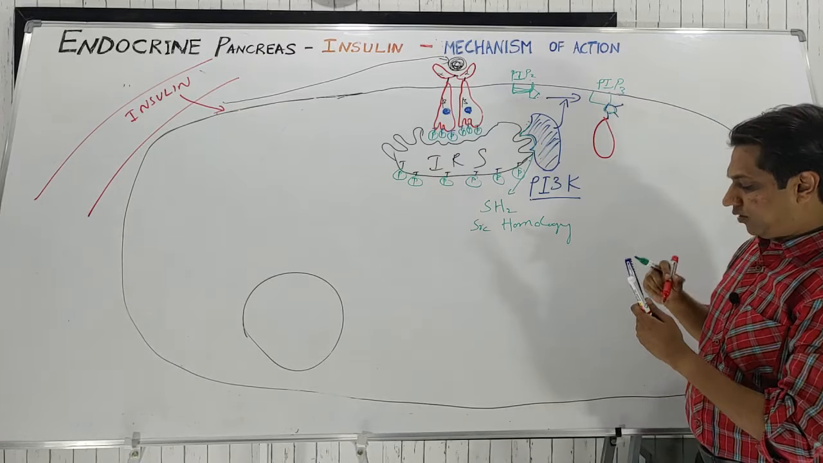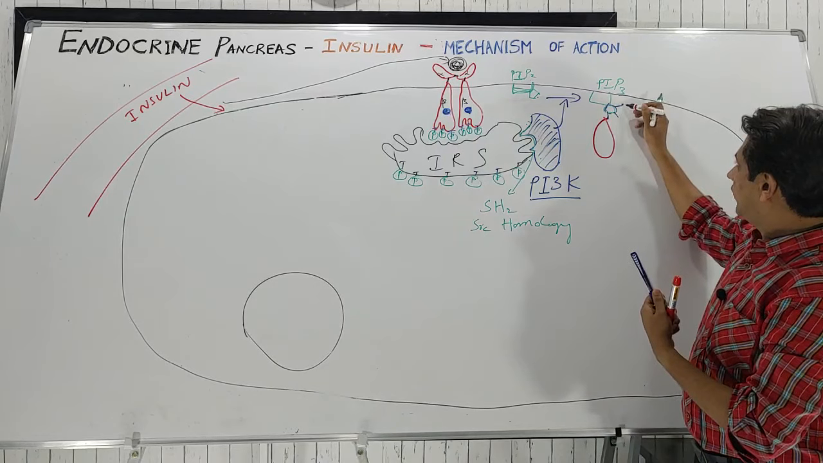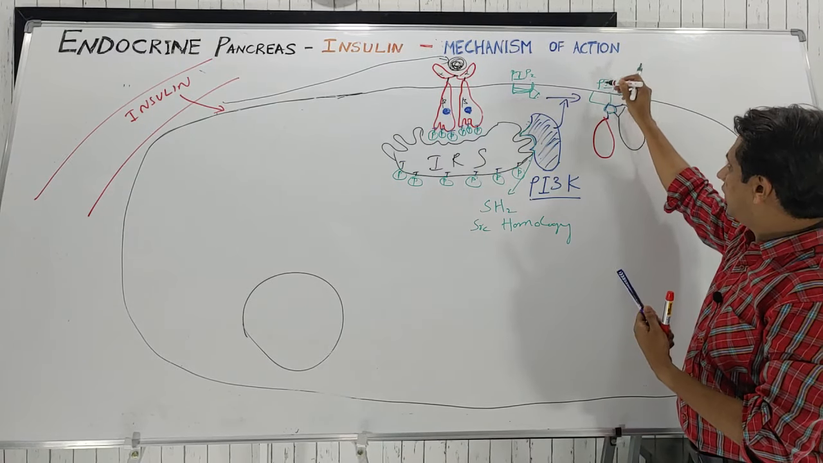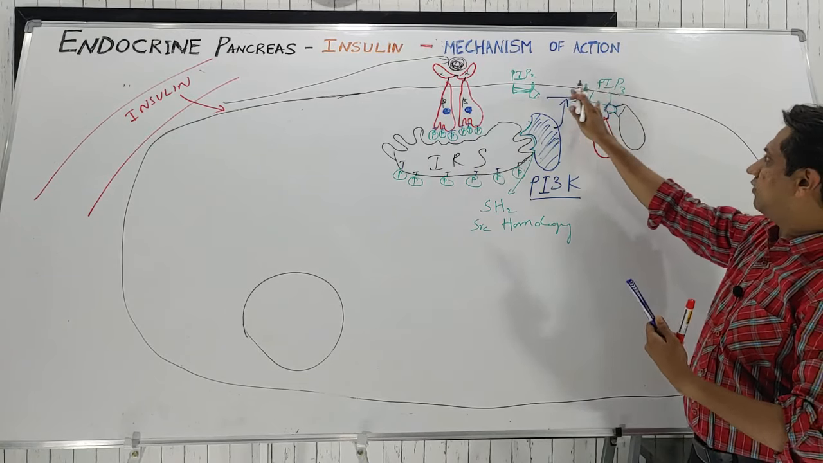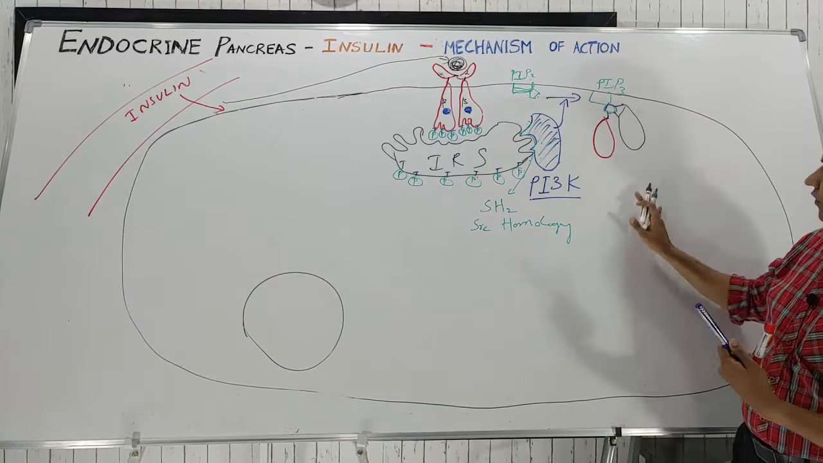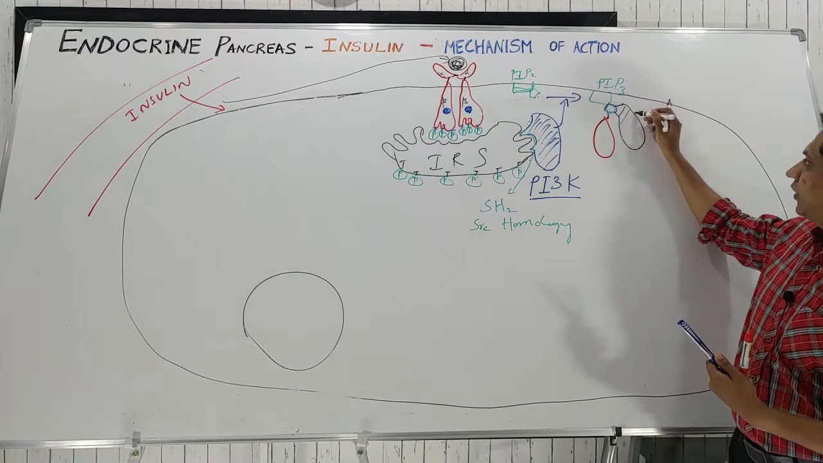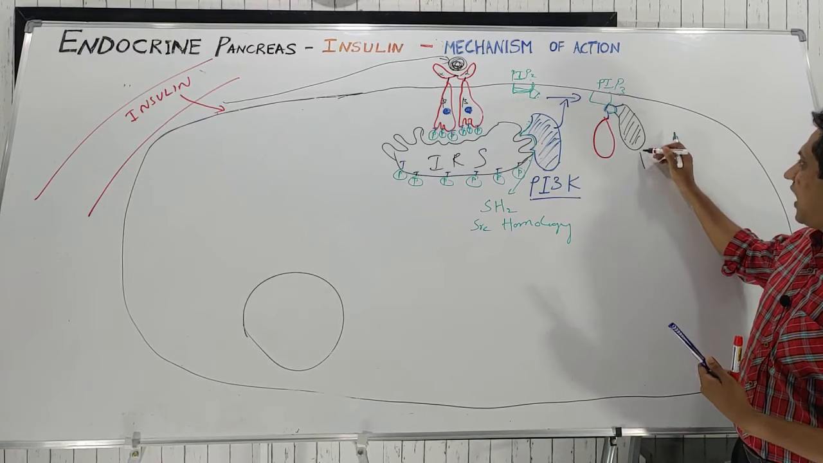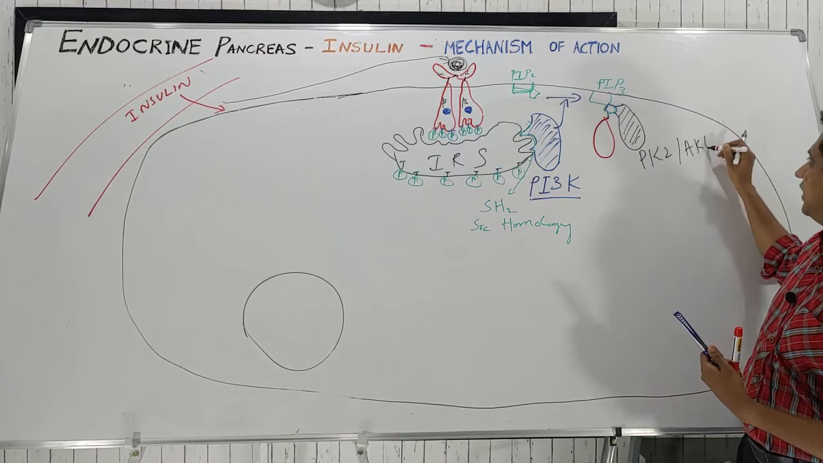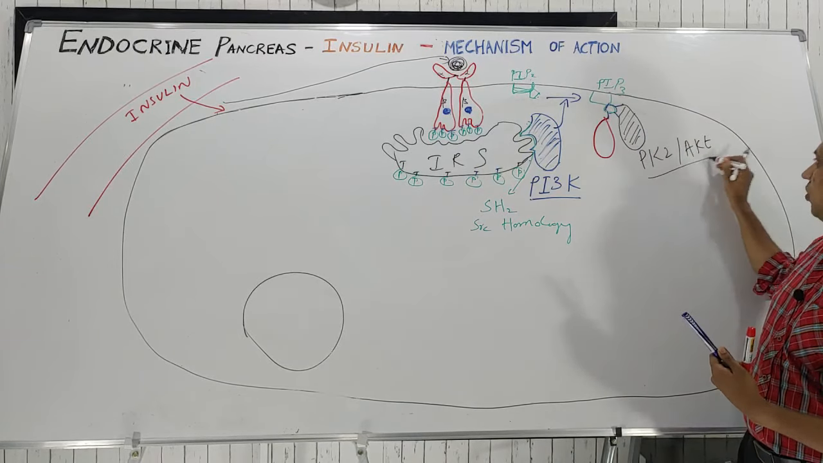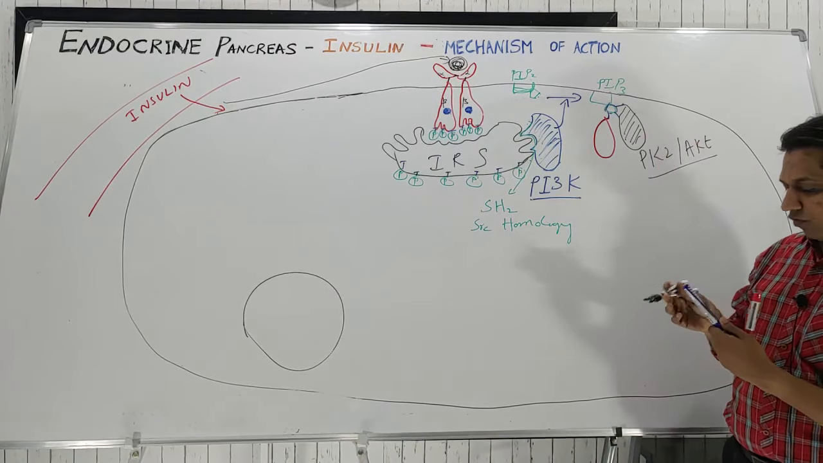Two molecules will bind to these phosphatidyl inositol phosphate residues. Once it gets converted, two molecules from the cytosol will get bound to this. One of these molecules is known as protein kinase B, or simply AKT protein. Protein kinase B or AKT protein. One more is an enzyme.